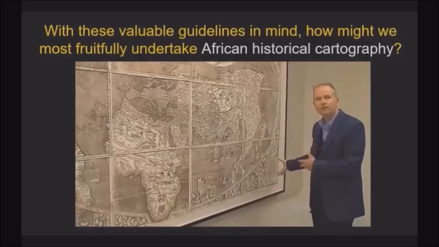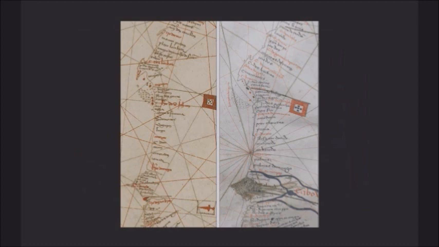With these valuable guidelines in mind, how might we most fruitfully undertake African historical cartography? He refers to the comparative coastline efforts, but he's not really interested in that. Sure, you can take two different portulans and compare them name by name, place by place, up and down the coast. And it's a very skillful task to undertake.